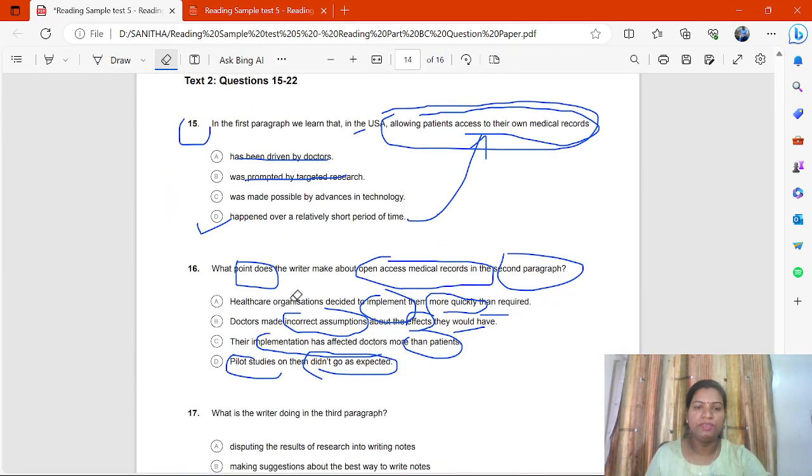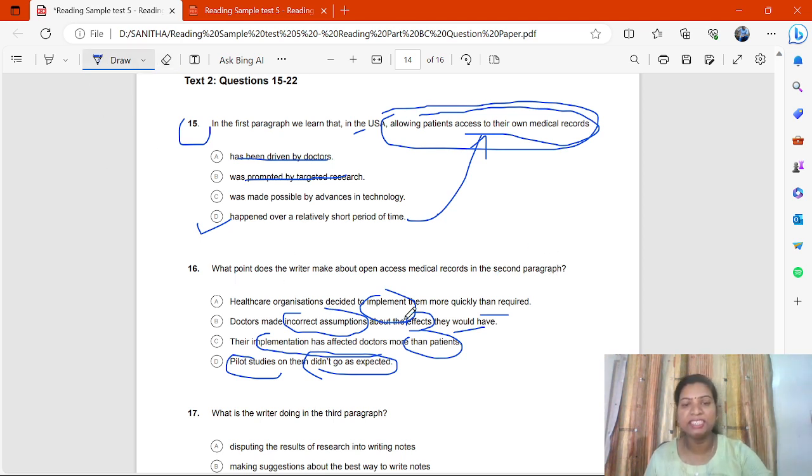We have to read the options. Okay, what is the first option? Healthcare organizations decided to implement them more quickly than required. That is, open access to medical records, implemented more quickly than required. Is it that healthcare organizations decided this?